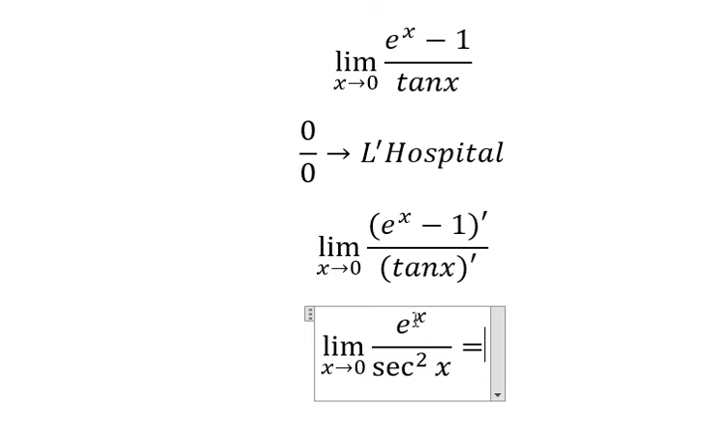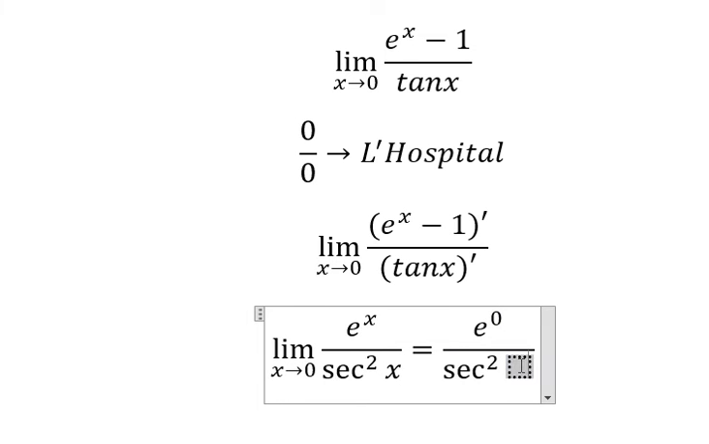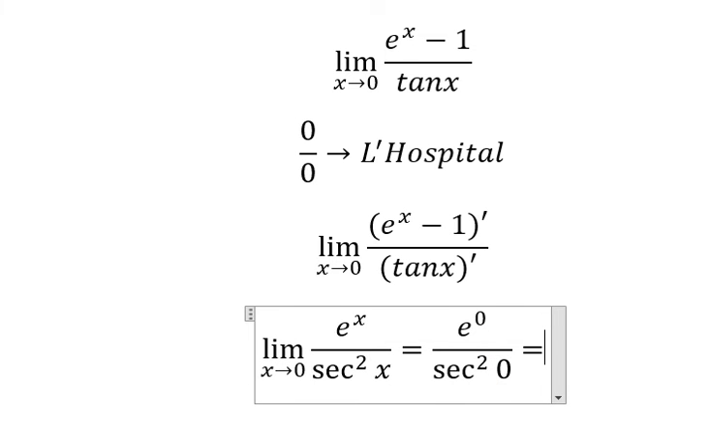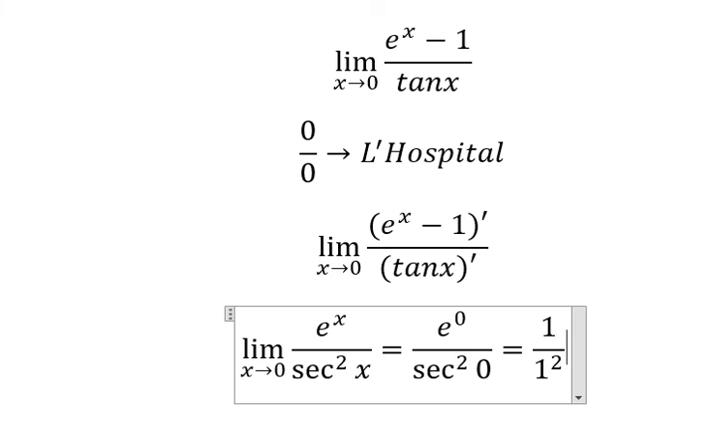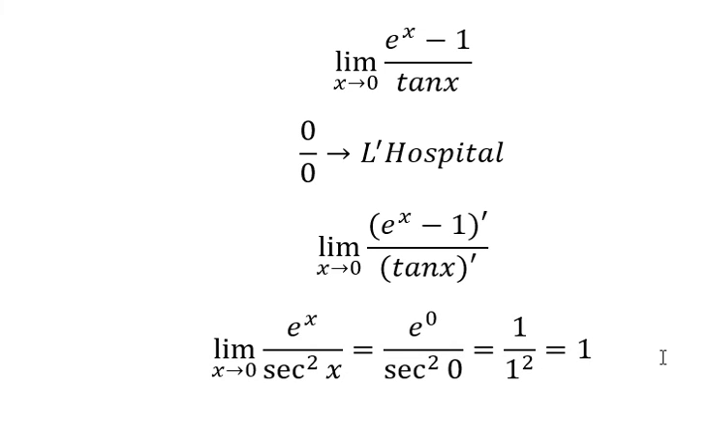And now we can put number 0 here and here. And we have 1 over 1 squared, and you get number 1, and this is the final answer.